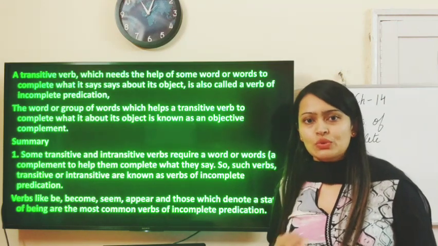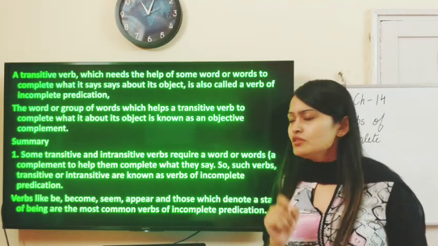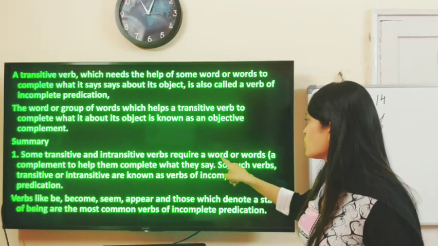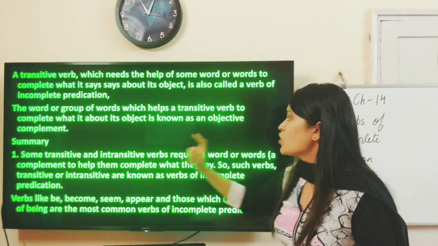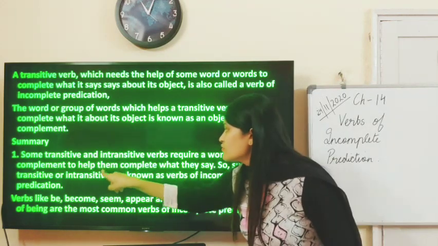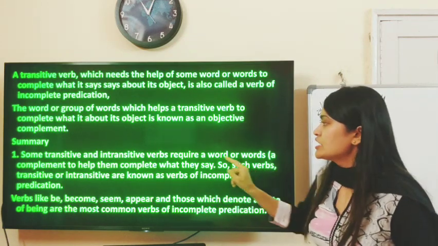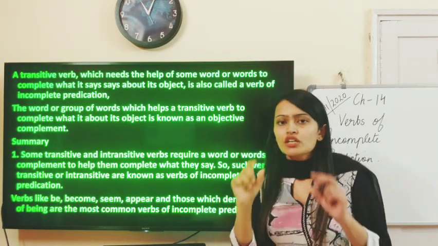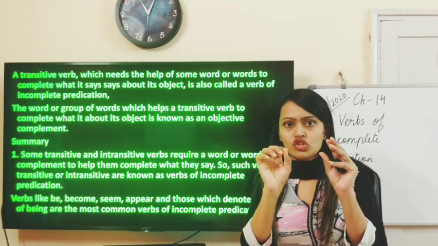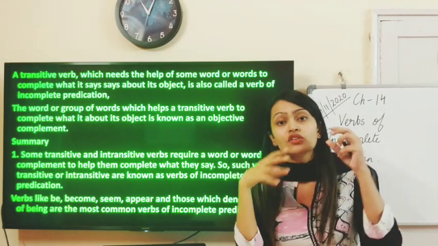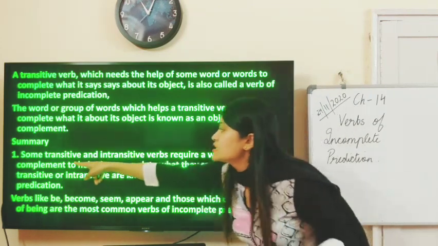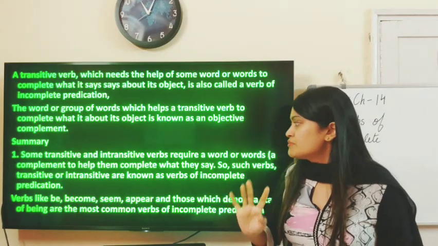So children, now let's go through the summary of the chapter, the important topics, the important points. Some transitive and intransitive verbs require a word or words, a complement, to help them complete what they say. Such verbs, transitive or intransitive, are known as verbs of incomplete predication. So children, the verbs which, whether having an object or not, whether transitive or intransitive, require the assistance of complements, are known as verbs of incomplete predication.